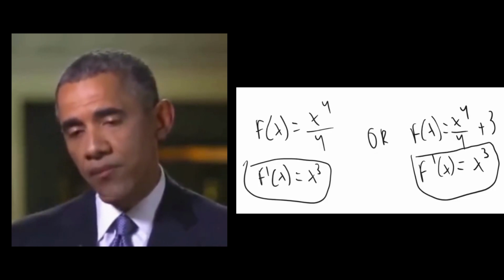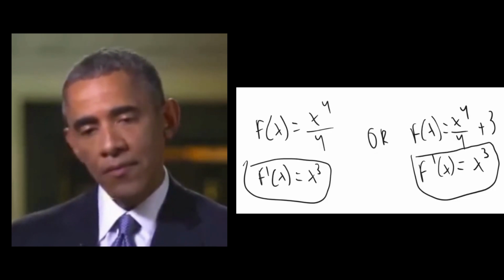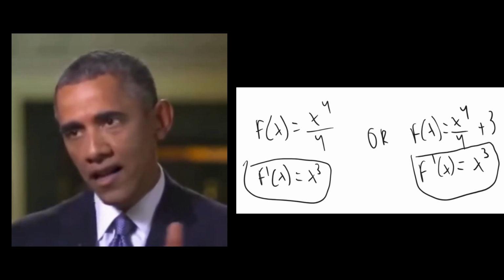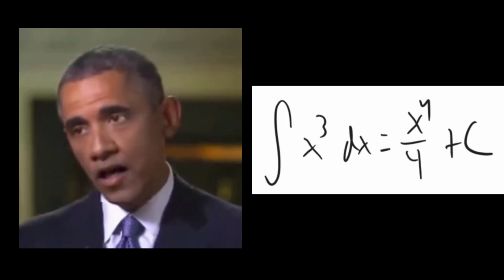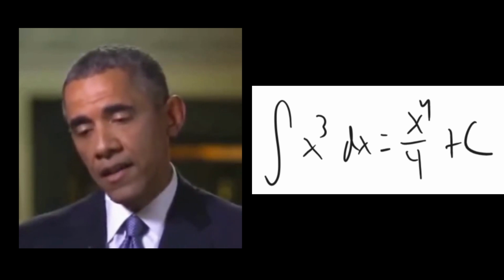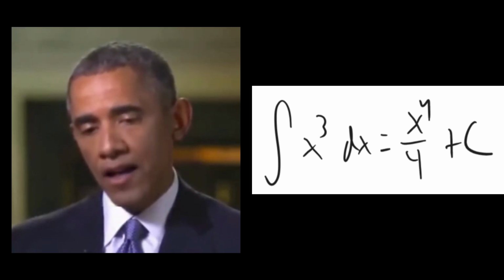It is true that deriving 1 fourth x to the 4 gives you x cubed, but if you derive the function 1 fourth x to the 4 plus 3, you'd also get x cubed. So to account for the infinitely many constants you could add to the integral, we add a plus c to the end of the integral. Never forget the plus c, Biden, that is bad.